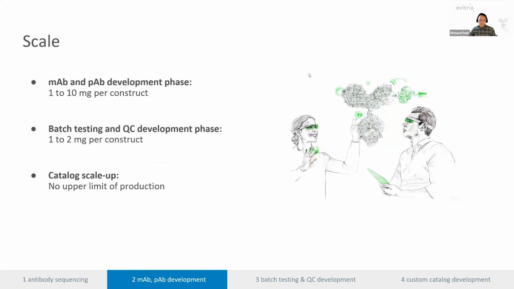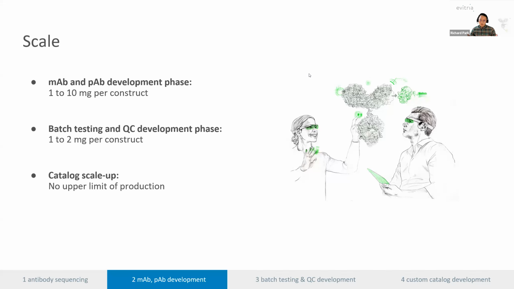So beyond engineering, in terms of how we support the development of it. So you have the sequences, now you have to go back to the bench and figure out how you're going to make sure that what we produce works on your end. So for that initial development phase, what we would suggest is producing between 1 to 10 milligrams per construct of the monoclonal or the polyclonal to make sure that it goes through all of your internal validation needs, and we would support the production of that.